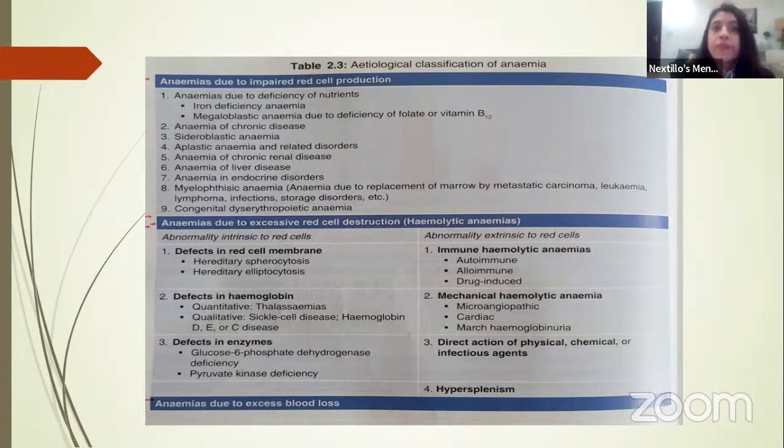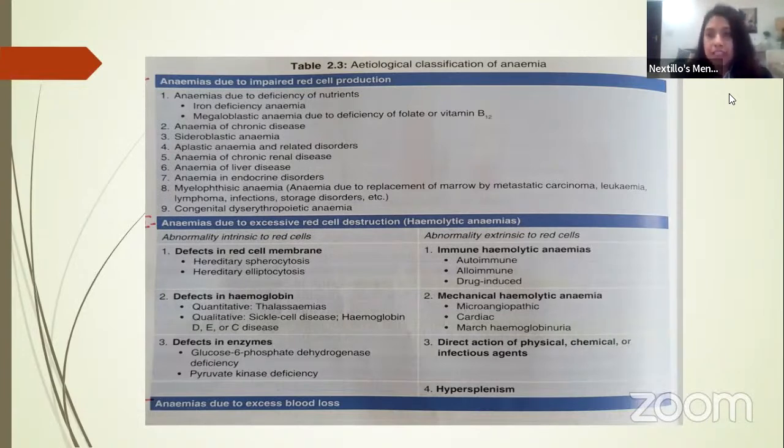What is alloimmune? The antibodies which are destroying the RBCs are not our own. They are from outside, for example, in a mismatched blood transfusion. So if the antibodies of some other person are transfused in us and the transfusion has been mismatched, it will lead to hemolysis, which is called alloimmune. Now, there are also some drugs which can cause hemolysis, which will be called drug-induced hemolytic anemia.